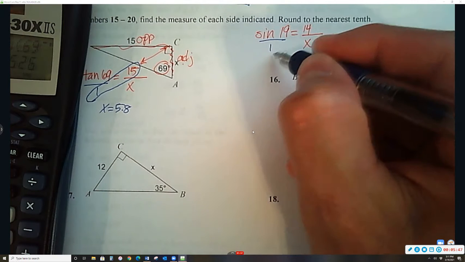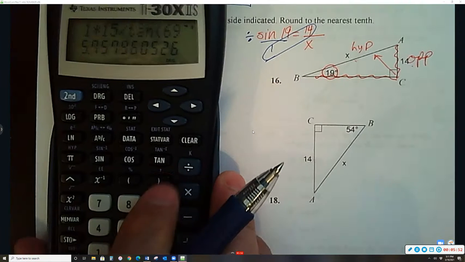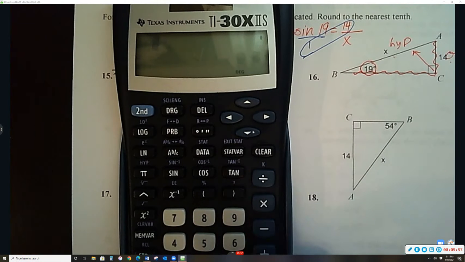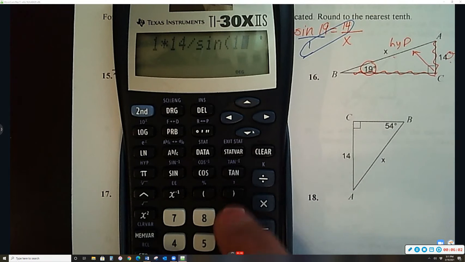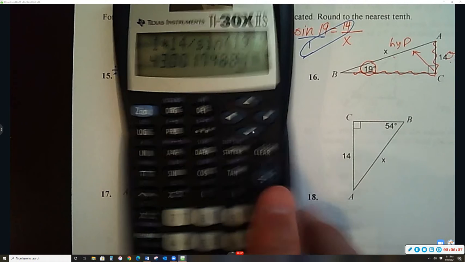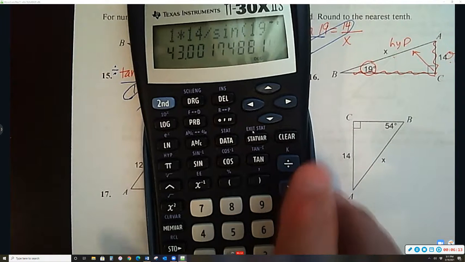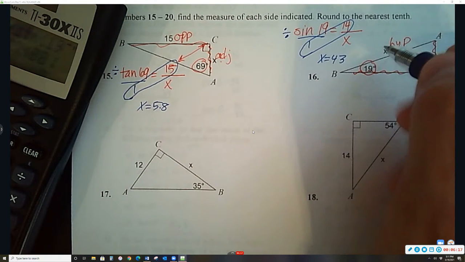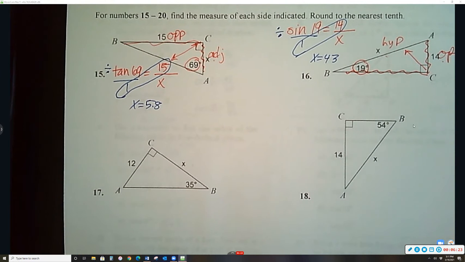Put a 1 under here, cross multiply, divide. One times 14 divided by sine of 19. That looks like 43. Pause that, write that down. I'm going to go to a new video.